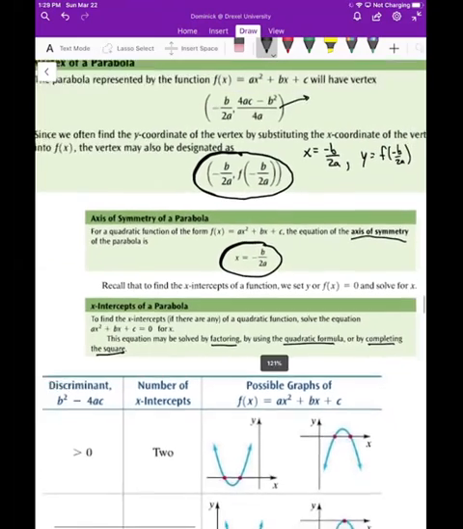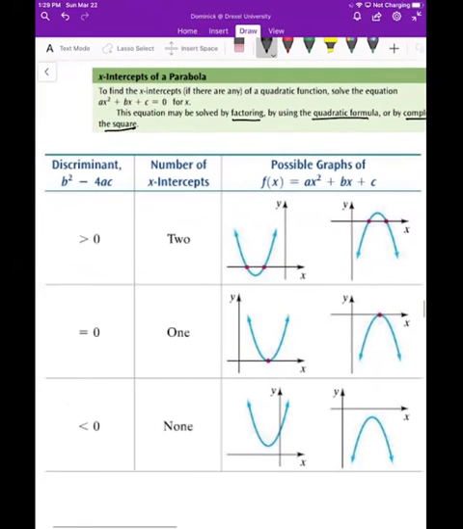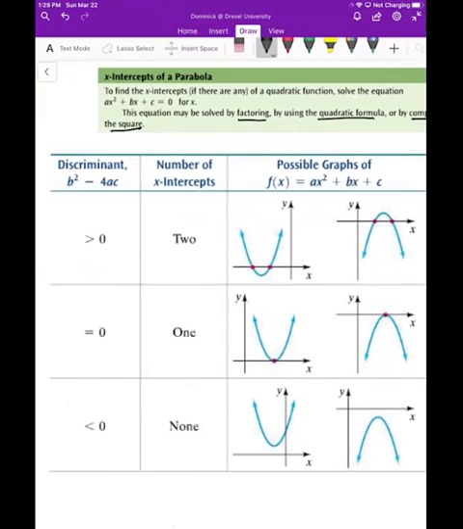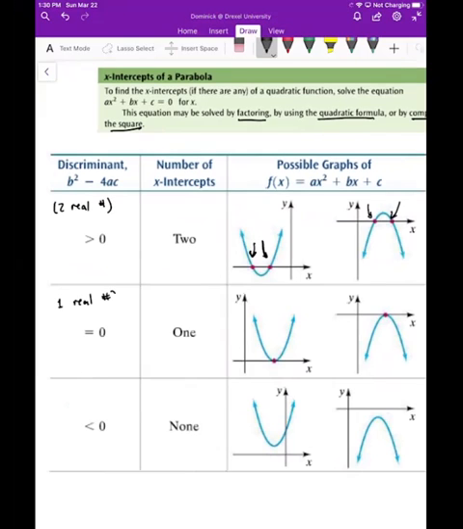Now, it turns out that you have different possible graphs depending on what the discriminant looks like. So of course, if your discriminant is positive, that's when you have the two real number solutions, and those two real numbers are your x-intercepts. So that's where those points would look like. So those would be your solutions. If it's equal to 0, you get one real number, and that's where you're seeing this x-intercept here or here.